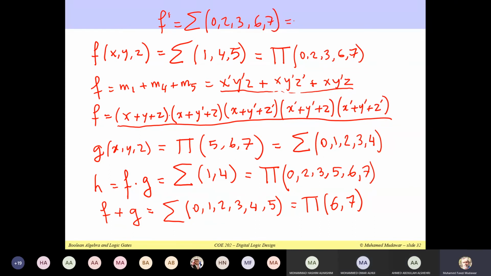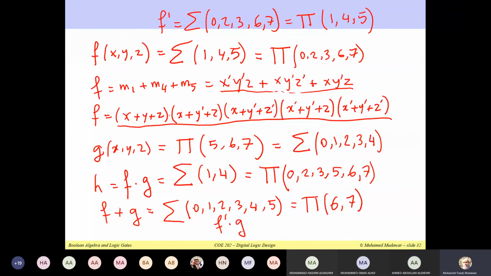And in pi notation? 1, 4, and 5. Okay. So you see how this works, right? You understand how this works. Any question about this? Is this clear? Yes, clear. Thank you. Can I actually do f prime and g?